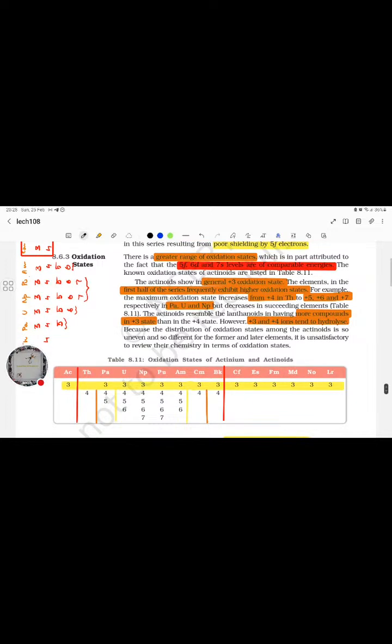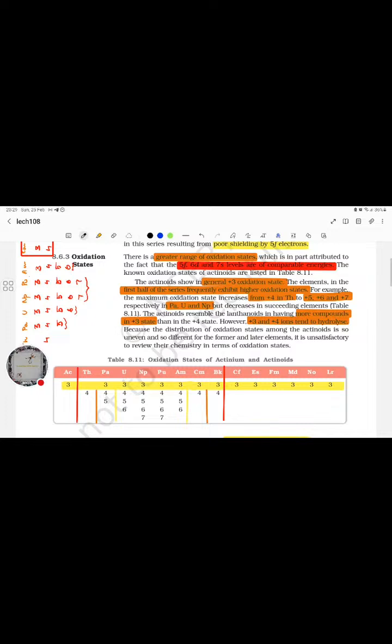The actinides show in general the +3 oxidation state. The elements in the first half of the series frequently exhibit higher oxidation states. For example, the maximum oxidation state increases from +4 in thorium to +5, +6, +7 respectively in protactinium, uranium and neptunium. So generally the +3 oxidation state is going to be there, but the first half of the series will exhibit higher oxidation states, as we have seen in transition elements. So up to neptunium we will have the +7 oxidation state, and after that it decreases in succeeding elements.